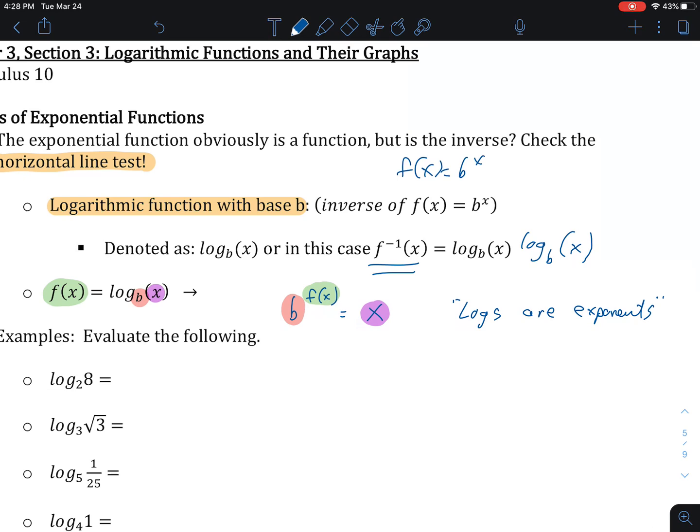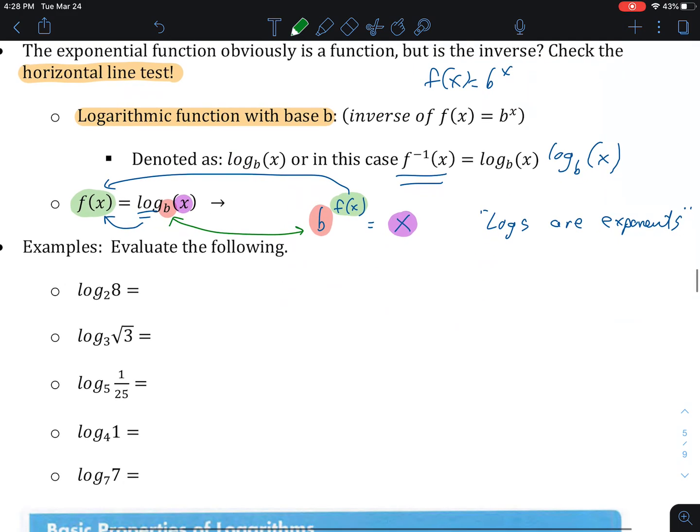Logs are exponents, right? So you look here. f of x is what I'm equal to. The log is equal to the exponent. The base is the number at the bottom. This is my base, the number at the bottom. And logs are exponents.